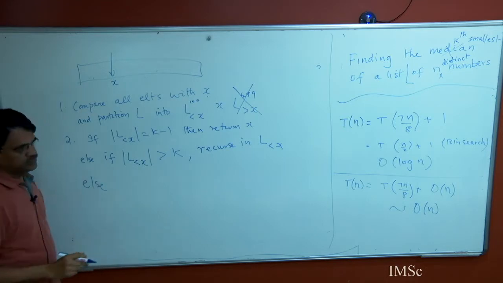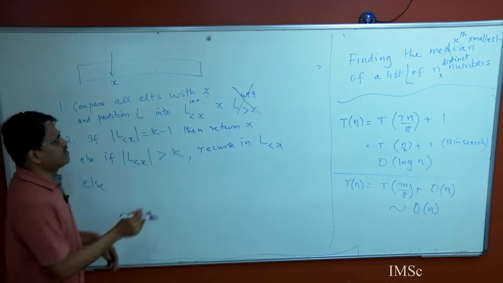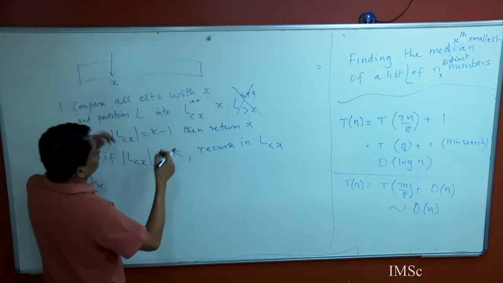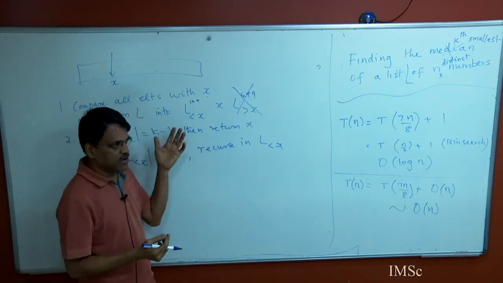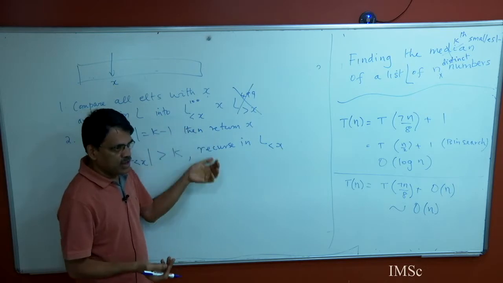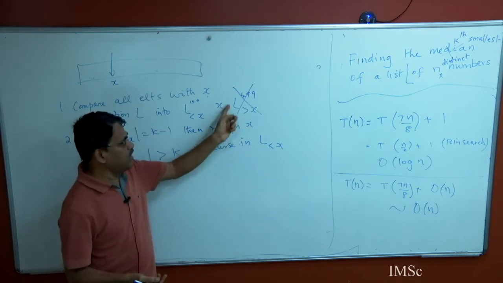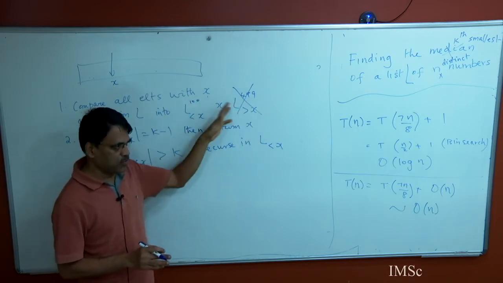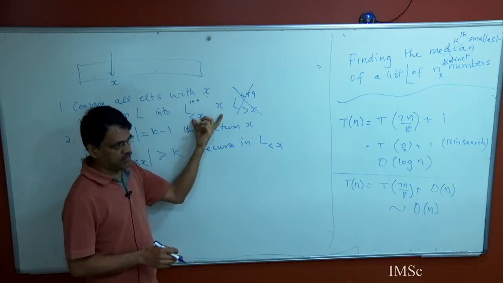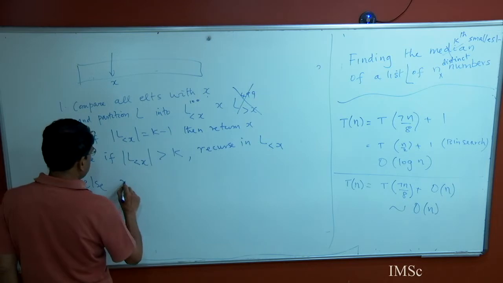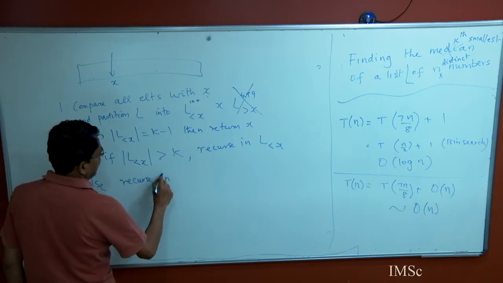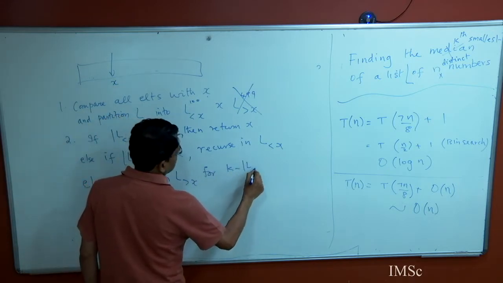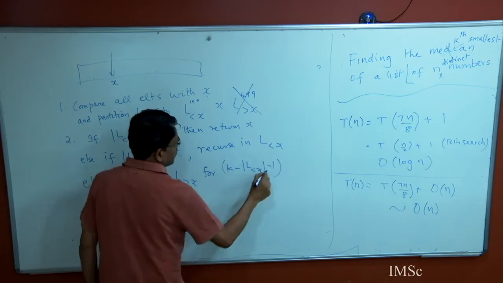Else, that means this is much smaller than K minus 1. I am looking for a 20th smallest element. The X I picked turned out to be the 7th smallest element by doing this count. Then what do I have to do? Recursively, I look into this list for what now? Not K. I am not looking for the Kth smallest now. K minus whatever I have picked here. Right? Else recurse in L greater than X for K minus whatever the size of X minus 1 element.